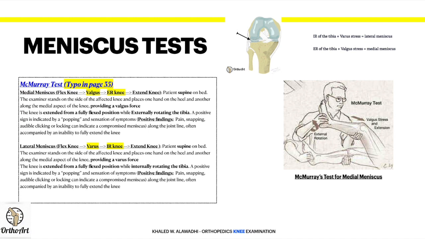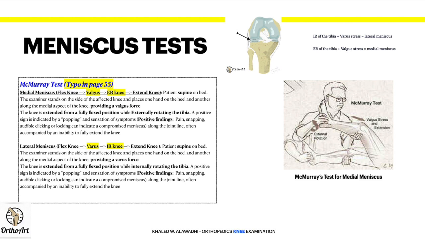The knee is extended from a fully flexed position while externally rotating the tibia. So the patient is in a flexed position. Then he externally rotates the tibia to the outside. Remember, external rotate means I am rotating the tibia, not the hip, the tibia to the outside.